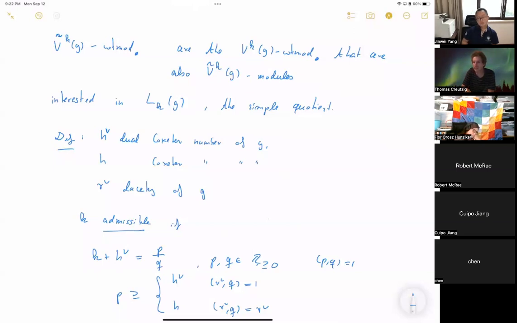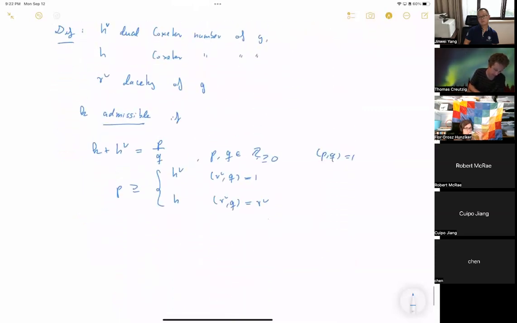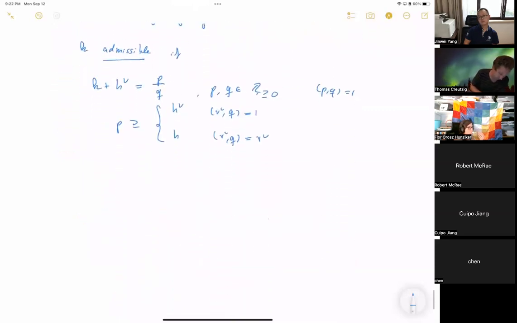So the admissible levels are interesting, and one has access to them. There are also positive rational levels larger than the critical level that are not admissible, and they're extremely hard to study. So yeah, what can we do?